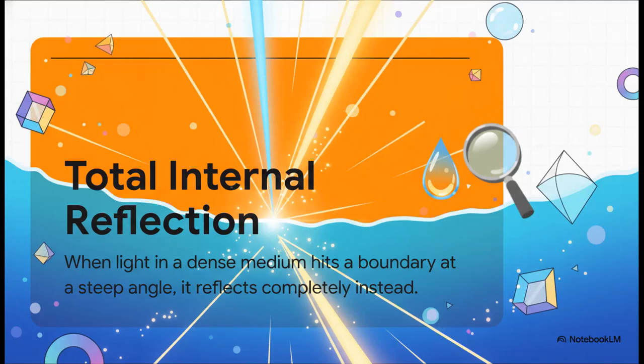Okay, now this is where things get really wild. Get this. If light is trying to go from a dense medium back into a less dense one, say from water back into air, and it hits the boundary at a really steep angle, a critical angle, it can't get out. It's trapped. Instead of bending, it reflects completely back into the water. We call this total internal reflection.